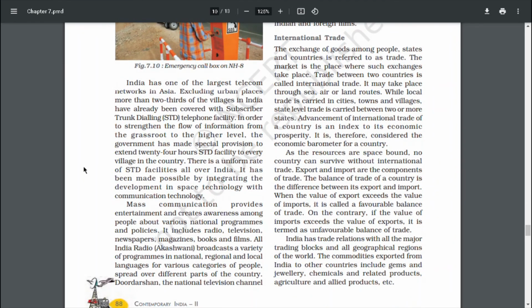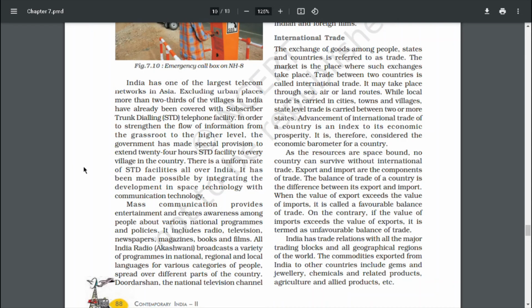International trade. The exchange of goods among people, states, and countries is referred to as trade. The market is the place where such exchanges take place. Trade between two countries is called international trade. It may take place through sea, air, or land routes, while local trade is carried in cities, towns, and villages. State-level trade is carried between two or more states.